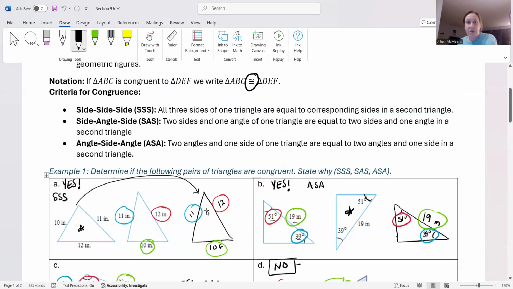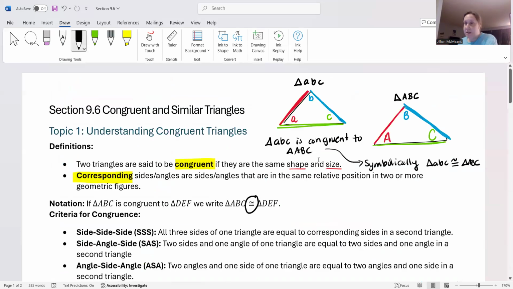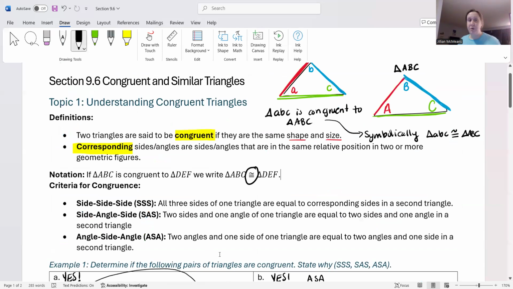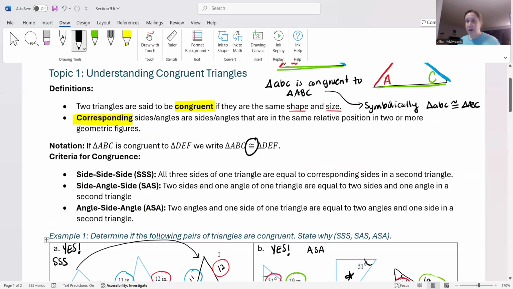All right, so that's it. Again, congruent just means same shape, same size. If we want to talk symbols, make sure you're aware of this notation right here. When we talk about corresponding sides, they're angles or sides that are in the same location from one figure to the next. And to check for congruence, we can do a side, side, side comparison, a side, angle, side comparison, or an angle, side, angle comparison.